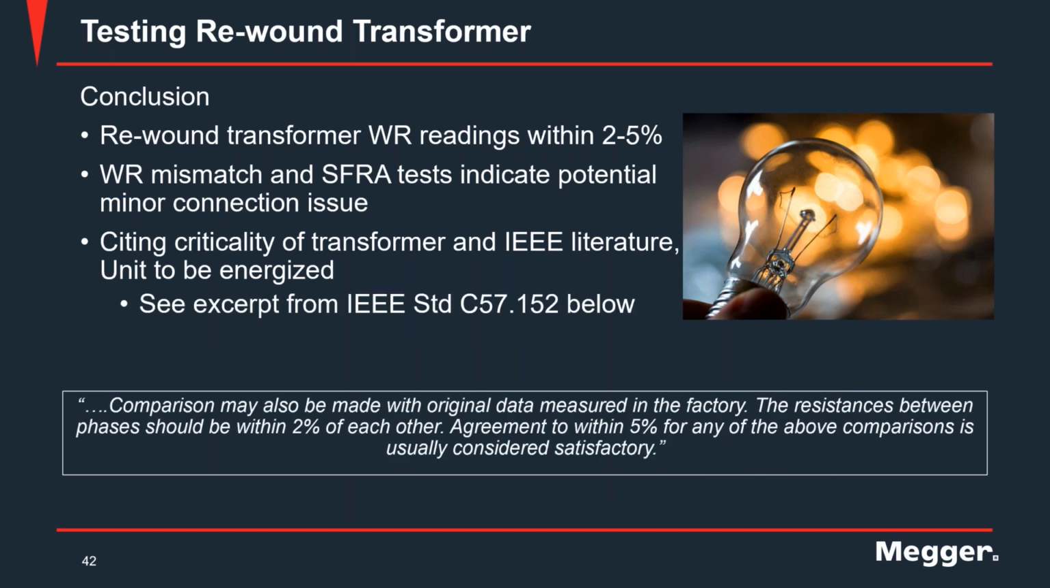So I would like to share this excerpt from IEEE standard C57.152. It says here that comparison may also be made with original data measured in the factory, and the resistances between phases should be within 2% of each other. Agreement to within 5% for any of the above comparisons is usually considered satisfactory. So what they're saying is you want to make sure that you are between 2 and 5% of your readings, and even when you compare to your factory or historical results, you can use this 2 to 5% comparison technique in order to determine whether your test is successful or not.